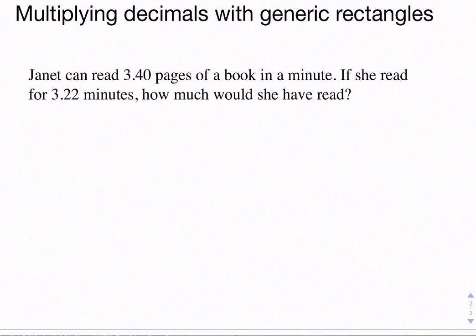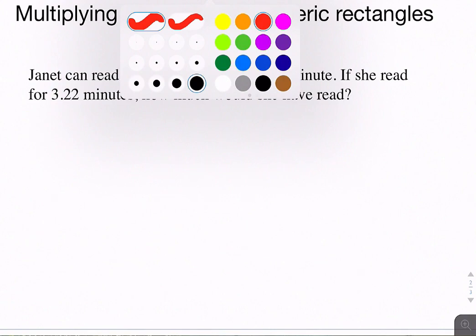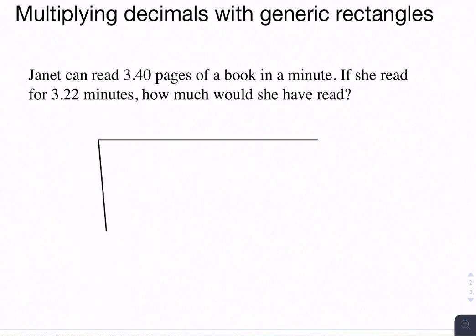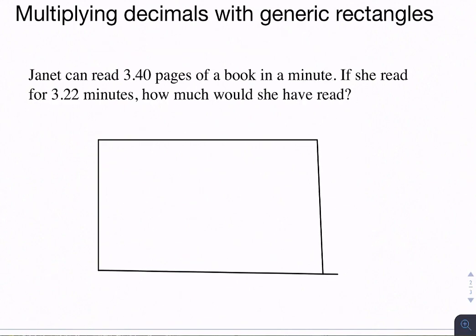textbook. So we have Janet, who can read 3.40 pages of a book in a minute. If she read for 3 minutes, or 3.22 of a minute, how much would she have read? So really what we're trying to do is multiply those decimals together. So we're going to set this up like a generic rectangle, and then it's going to be a 3 by 3 because we have a 3-digit number by a 3-digit number. And we have decimals, and we're not going to so much worry about the decimals yet.